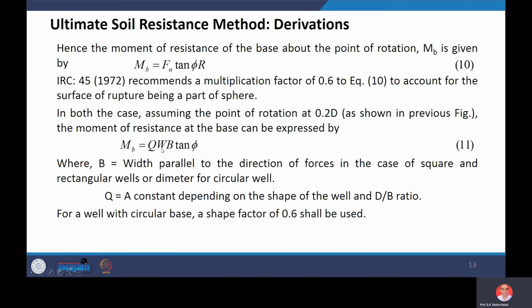Fn into R is replaced by Q into WB. So ultimately the moment of resistance is given from this relation, and this B is the width of the pile, which we have already discussed, and for a circular base Q should be 0.6, otherwise Q needs to be calculated from the table.